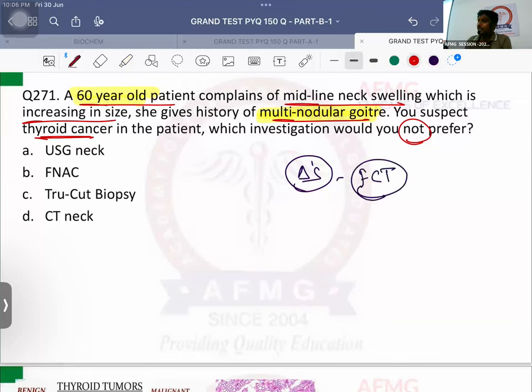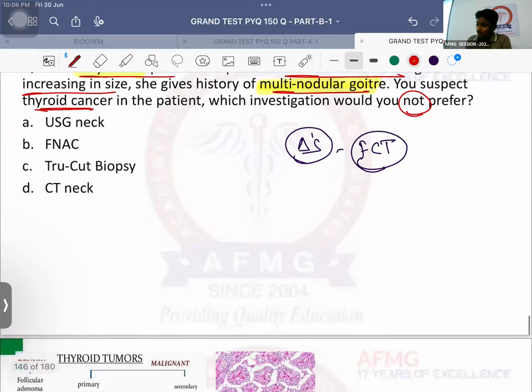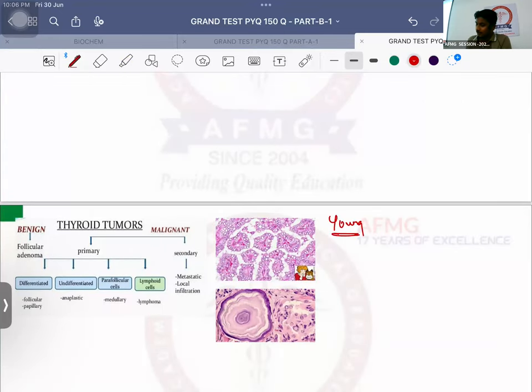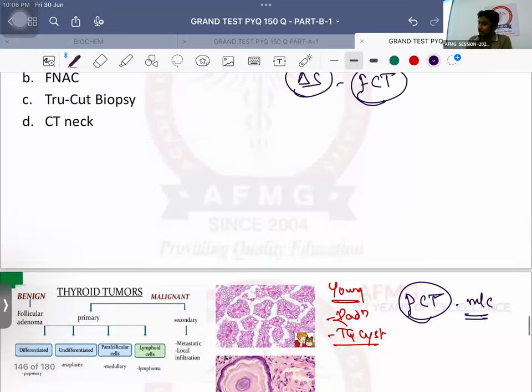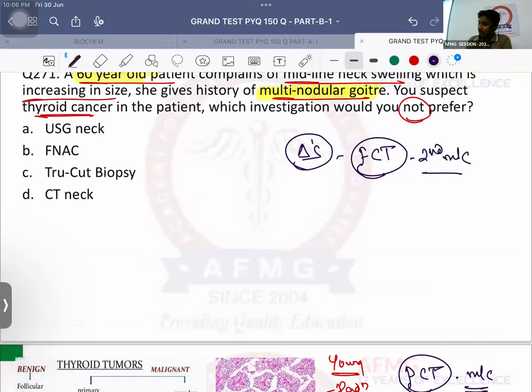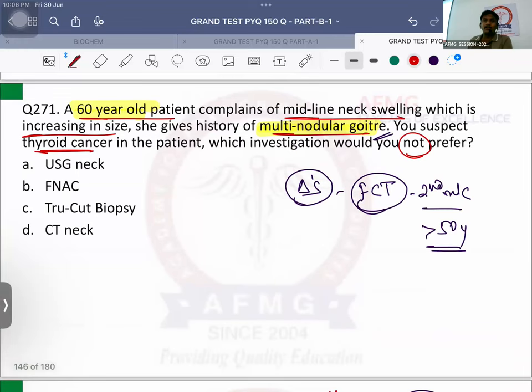Follicular carcinoma of thyroid. If the patient was in young age group, and the risk factor would have been either radiation exposure or thyroglossal cyst, then my diagnosis would have been papillary carcinoma of thyroid, which is the most common thyroid cancer. But now my diagnosis is the second most common thyroid cancer because the risk factor is multinodular goiter and the patient is more than 50 years of age. So in follicular carcinoma of thyroid, which investigation is not diagnostic? FNAC, because it cannot differentiate between follicular adenoma and a follicular carcinoma. That's the reason it is not useful. Ultrasound neck, true cut biopsy and CT neck can be done.